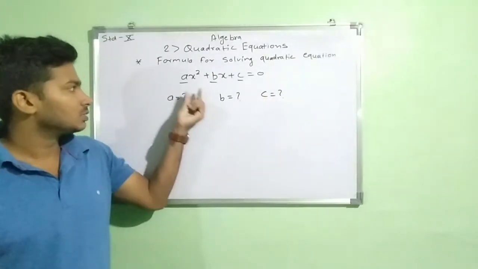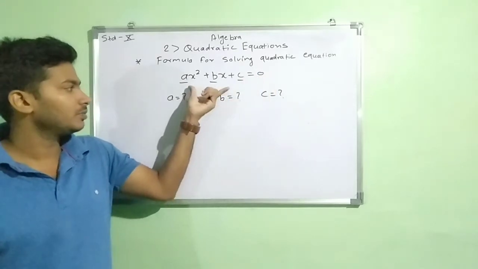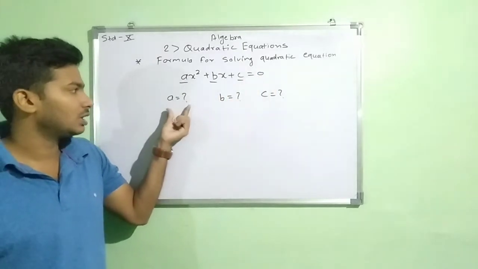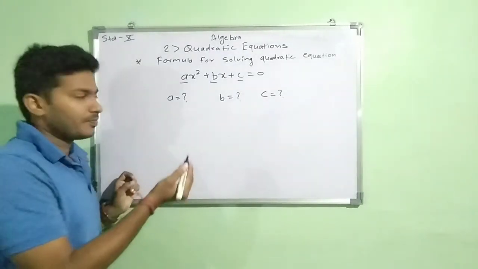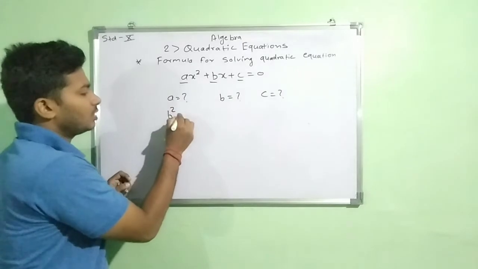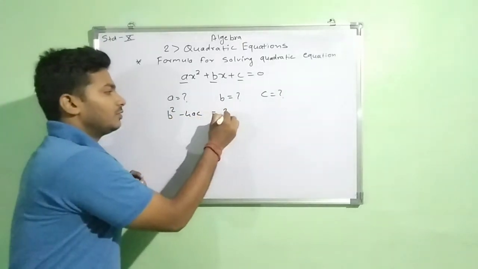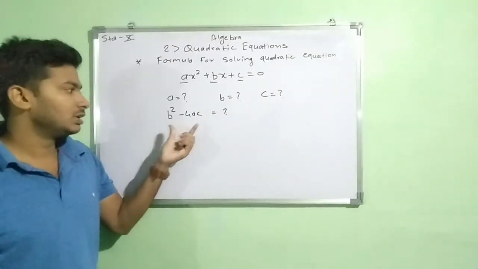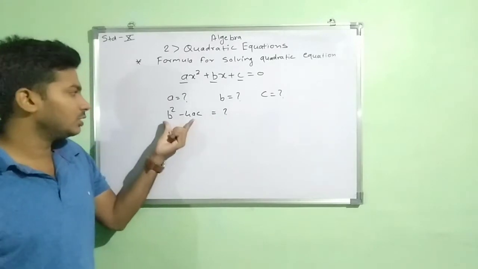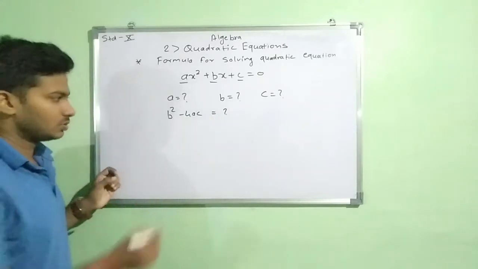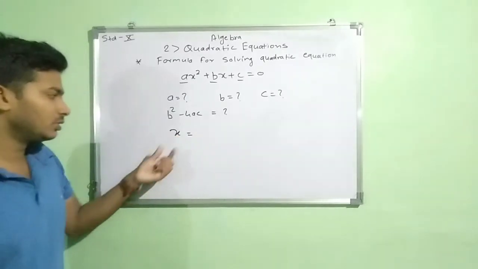So first we need to write the equation in standard form. After that we compare and write down these values, and then we need to calculate the value of b square minus 4ac. Why we need to find that value, you will come to know, because in the formula the value b square minus 4ac is required.